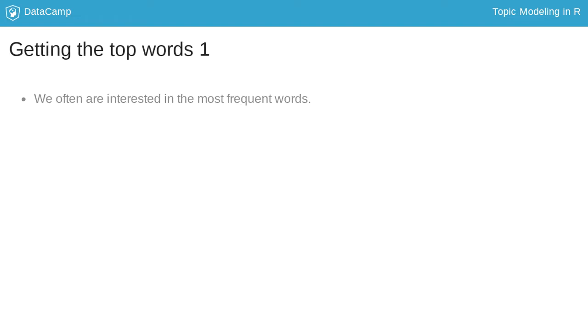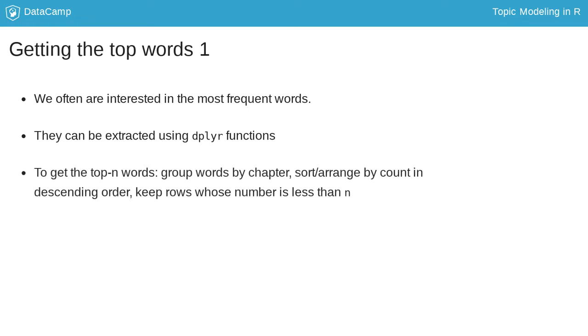Once we have the counts, we often will want to examine the top words, for example, the top 10. This can be done by grouping the rows by chapter, sorting the rows within each group in order of descending counts, and then realizing that the rank of a word is equal to its row number. Most frequent word will be in row 1, second most frequent in row 2, and so on. dplyr has a function row_number that returns the row number. All we need to do is filter on the condition that row number is less than a threshold value.